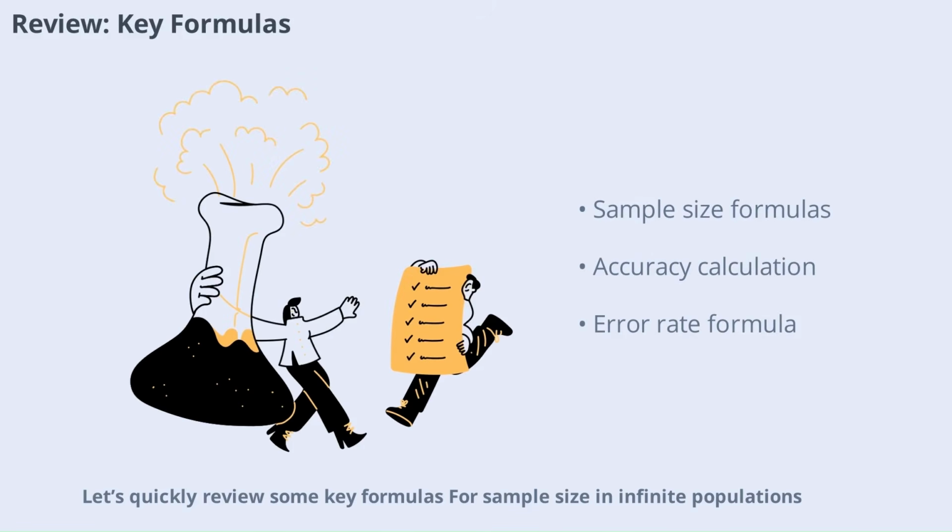Let's quickly review some key formulas. For sample size in infinite populations, use n = Z² × P(1 − P) / E². For finite populations, adjust with n-adjusted equals n / (1 + (n − 1)/N).